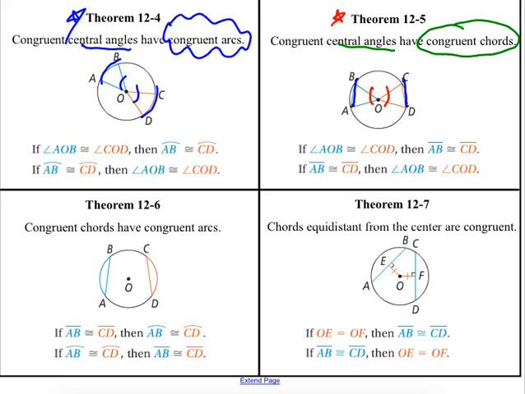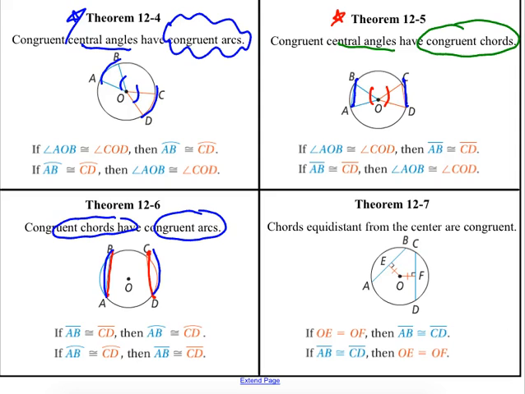Now, scrolling down here, congruent chords have congruent arcs. Well, again, that should also make sense because if A and B are just the endpoints of our arc, and our chords are congruent, well, then obviously those arcs would also be congruent. So, congruent chords have congruent arcs. Got it, love it, have it down, right?